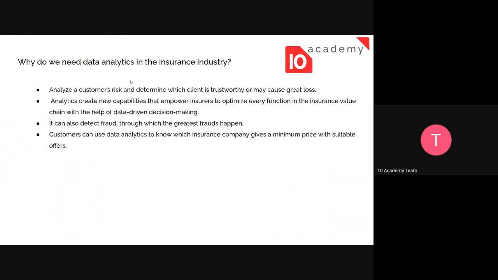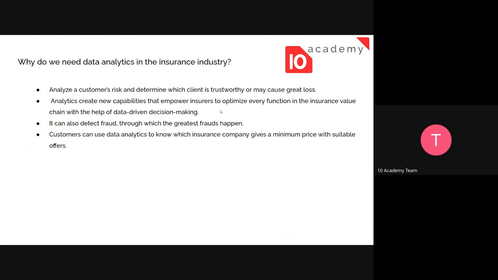The first one is to analyze customer risk and determine which client is trustworthy or may cause great loss. I have heard some questions in previous sessions asking what risk management is. In an insurance company, one of the things they look for in their customers is whether the customer usually has or can create a great loss. If it is a car company, great accidents or loss of human life in the car and things like that. So the insurance industry will probably prefer customers who have low risk, who are safe and don't have those types of records. It helps the company analyze customer risk and determine which client is trustworthy or may cause great loss.